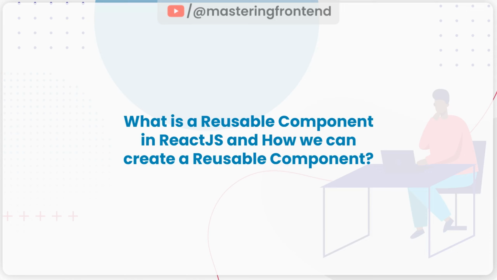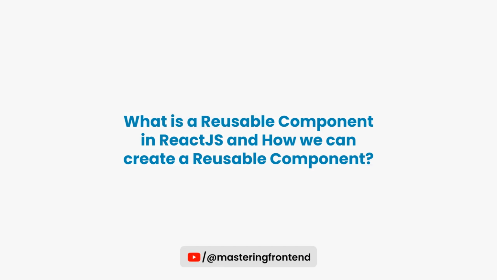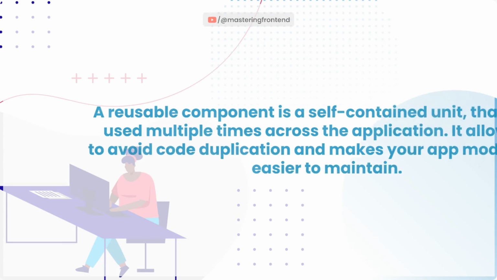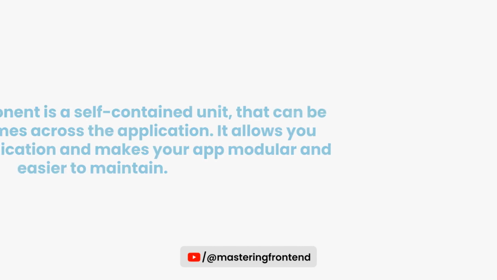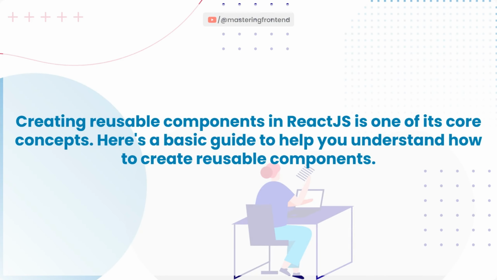In this video, we will learn what is a reusable component in ReactJS and how we can create one. A reusable component is a self-contained unit that can be used multiple times across the application. It allows you to avoid code duplication and makes your app modular and easier to maintain. Creating reusable components in ReactJS is one of its core concepts. Here's a basic guide to help you understand how to create reusable components.